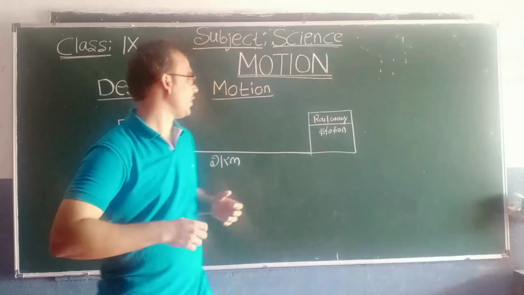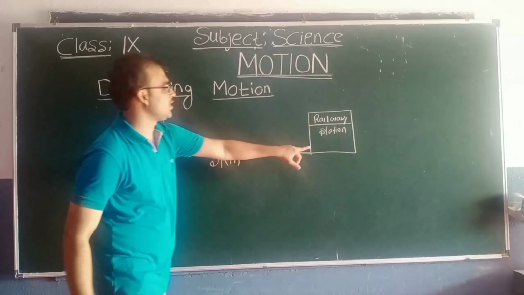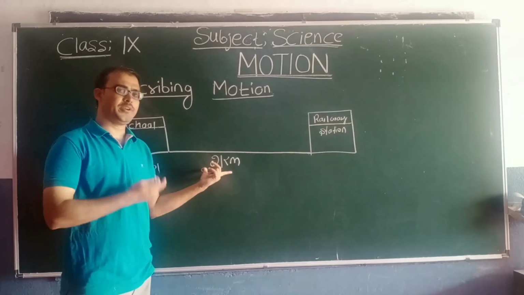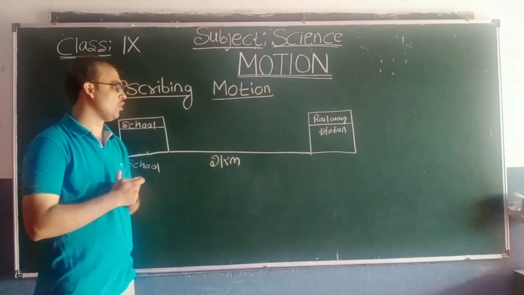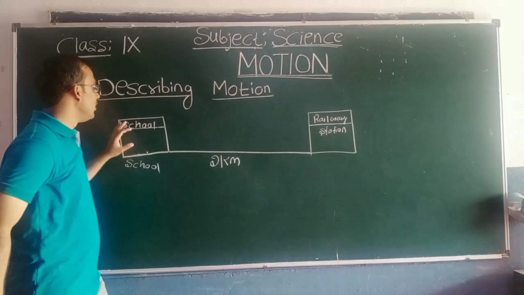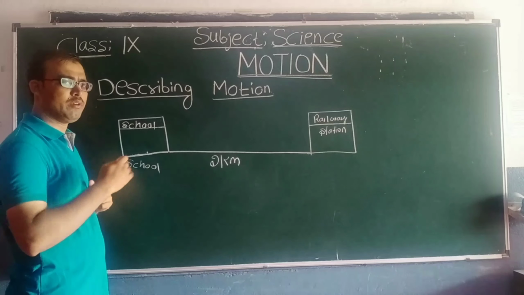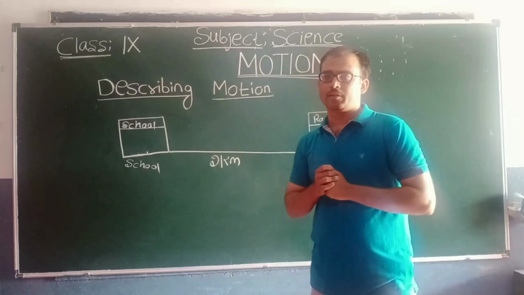So look here. Here the railway station is there, and here the school is there. Suppose the distance between the two things, the railway station and the school, is 2 kilometers. Then how will you describe the position of your school? You cannot just say that the school is 2 kilometers.